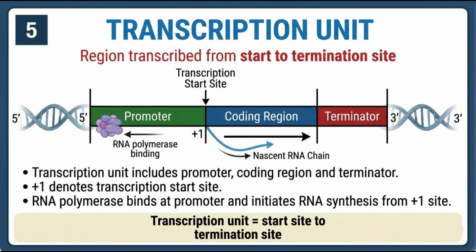Transcription unit. A transcription unit is the region of DNA that is transcribed into RNA. It consists of three major components: promoter, coding region, and terminator. The promoter is the DNA sequence where RNA polymerase binds. The coding region contains the information copied into RNA. The terminator signals the end of transcription. The transcription start site is designated as +1. Nucleotides before +1 are assigned negative numbers, whereas nucleotides after +1 are assigned positive numbers.